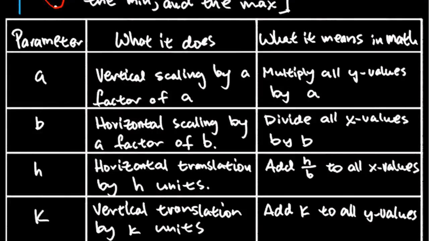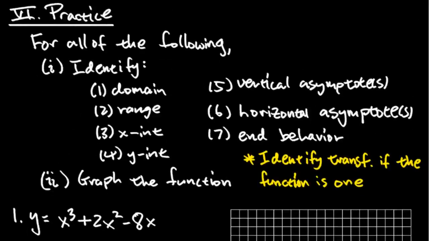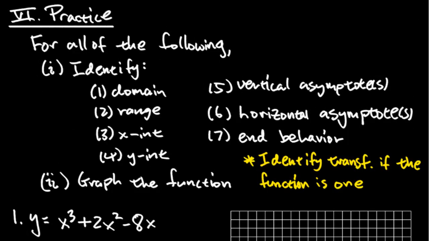Okay, so what I want to do right now is give us some practice time. So here are the instructions for all the things that we have. You're going to identify domain, range, x and y intercept, vertical asymptote, horizontal asymptote, and end behavior, then graph the function. And then identify all the transformations, if the function is a transformation.